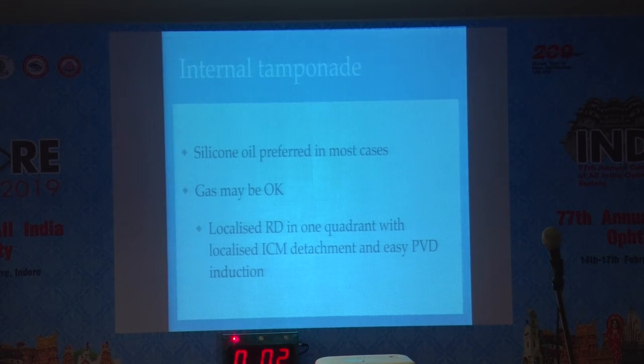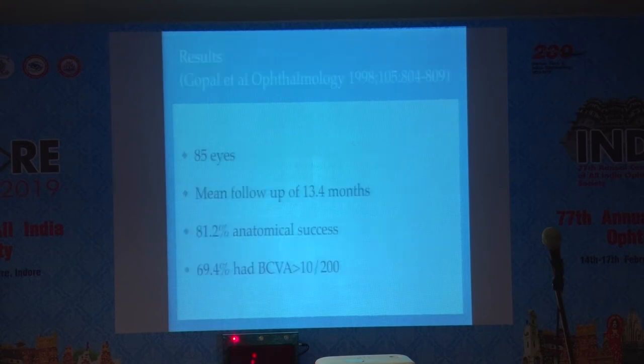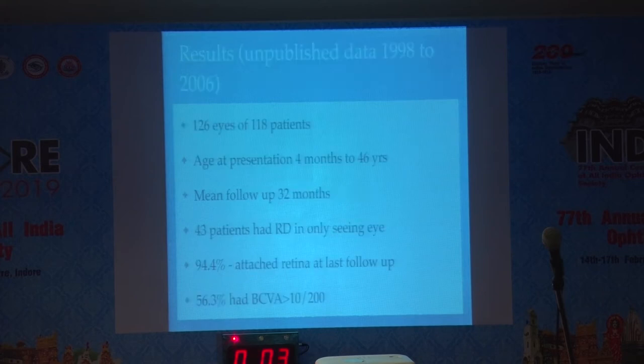Gas may be okay in selected cases where only a small sector is to be tamponaded. This is just our experience, which was published in 1998, of 85 eyes. We had a success of 81.2%, with nearly 70% having better than 10 by 200 vision. It was upgraded in 2006, the unpublished data, which was presented at the Academy by my colleague, Dr. Muna. And of 126 eyes, their success rate was even better because we learned from our mistakes.